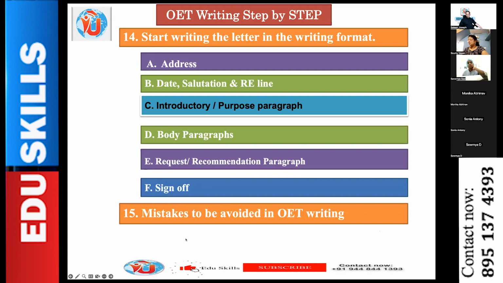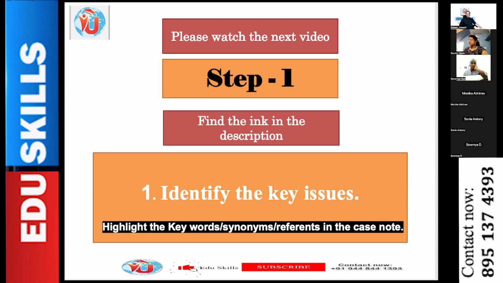Then the last step is mistakes to be avoided in OET writing. These are the stages that we are looking into. Though there are only 15 numbers, there are 27 segments here. But we will be dealing with around 20 to 21 segments today.